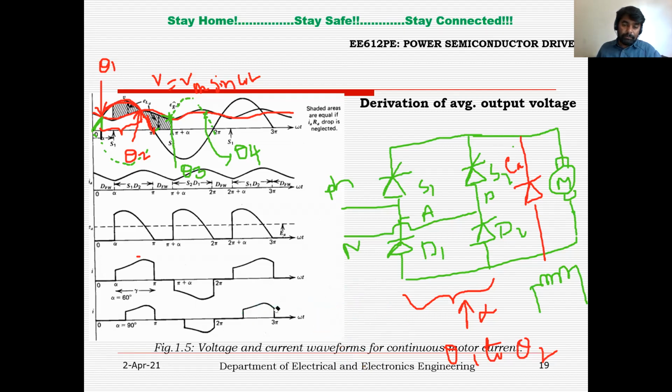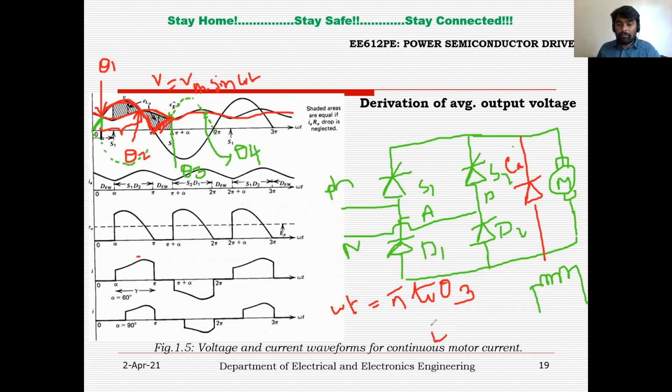So from pi to theta 3, now I will mention those points here. During this interval, the instantaneous voltage is less when compared to the battery voltage. So just write here, when omega t is in between pi and theta 3, back EMF is more than the input voltage, right? Again, from theta 3 to theta 4, you can see the instantaneous voltage is more when compared to the battery voltage. So when omega t is in between theta 3 and theta 4, the back EMF is less when compared to the input voltage.